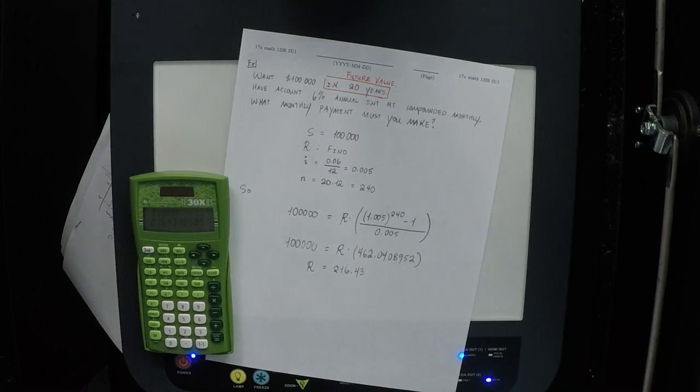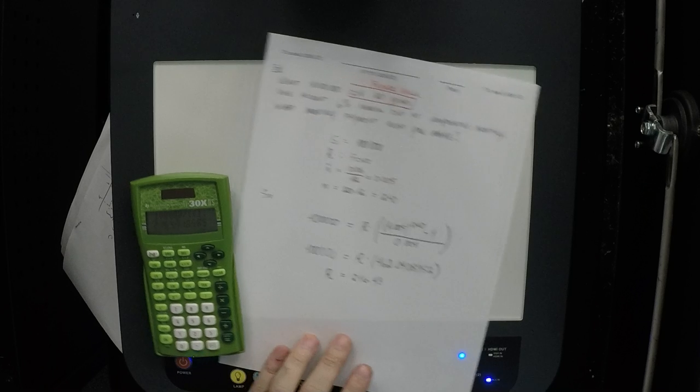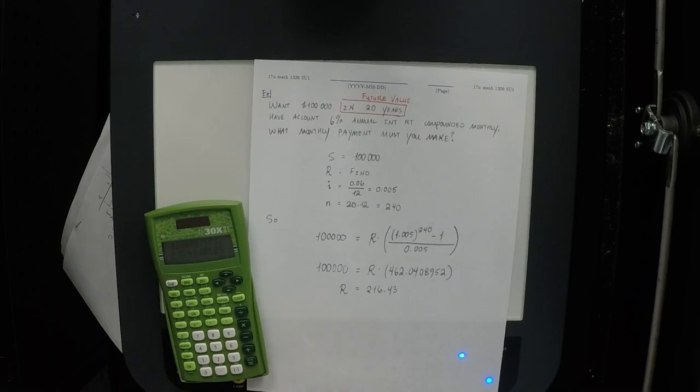Okay, so it's saying that, well, if you saved for 20 years and you put $216.43 into your account, your 6% account, then at the end of that time, you'd have $100,000. Okay.